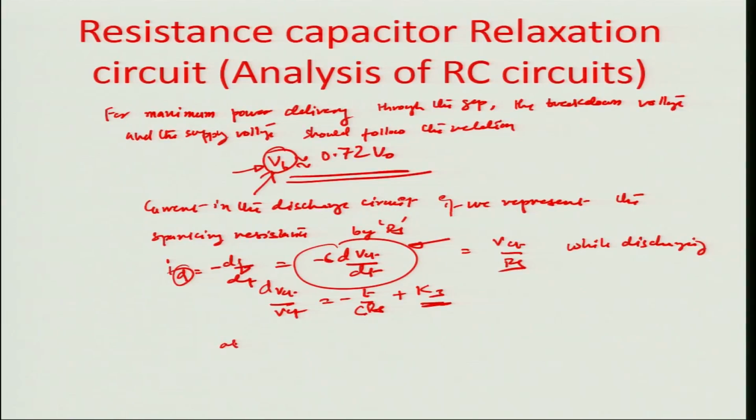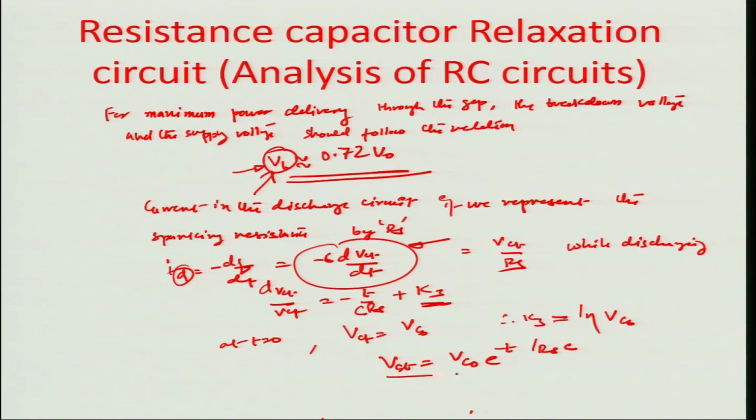And obviously if we assume that at time t equal to 0 the capacitor is charged to some value Vc0, we have K3 represented as ln Vc0, or VCT represented as Vc0 e to the power of minus T by Rs times C. So that's how you can represent the variation of the VCT on the discharging side.